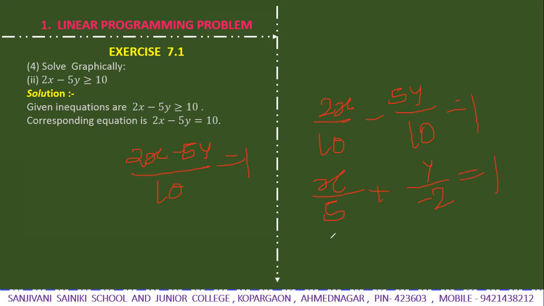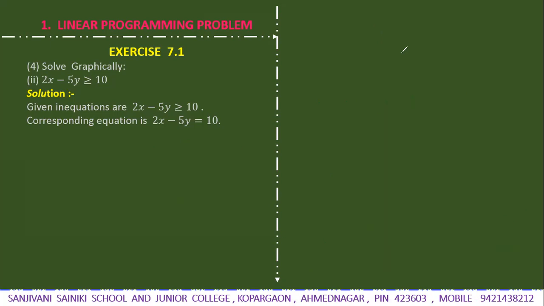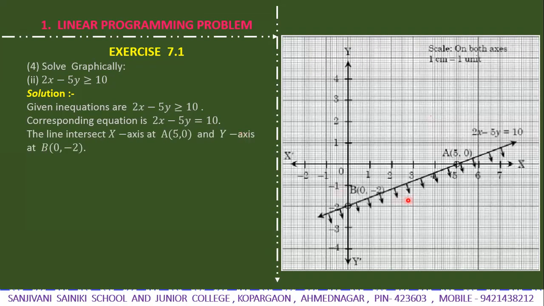So from this only, I can say that this equation will intersect the x-axis at (5, 0) and the y-axis at the point (0, minus 2) easily. I will plot these 2 points on the xy plane and join them with a straight line passing through these 2 points. Okay, (0, minus 2) and (5, 0). Now we have to decide the region, whether the origin side or the non-origin side.